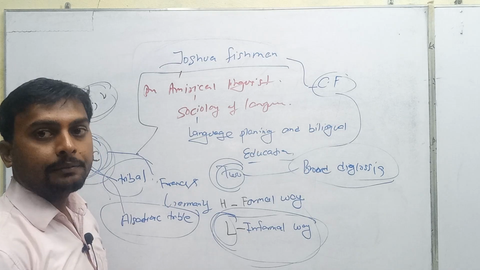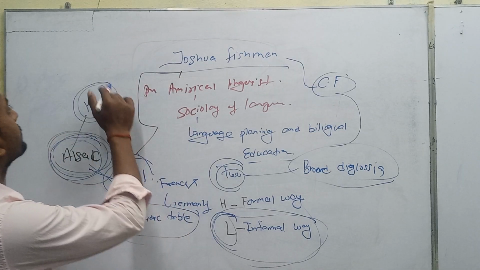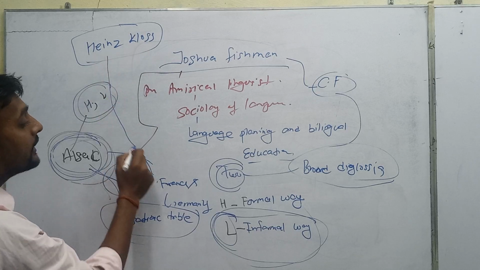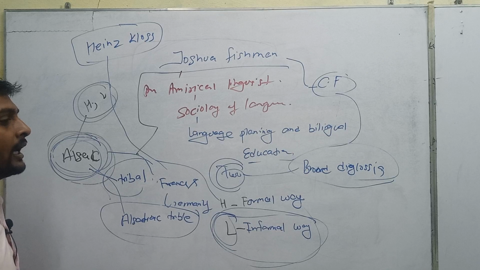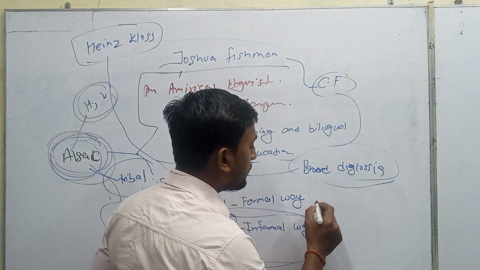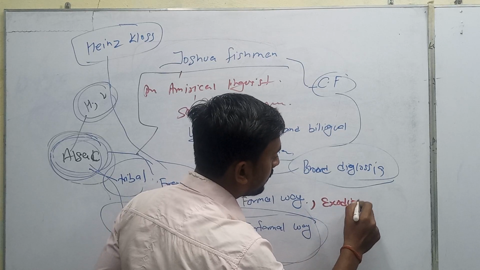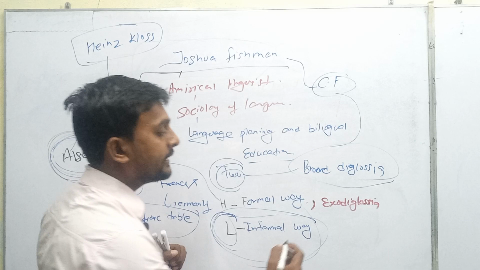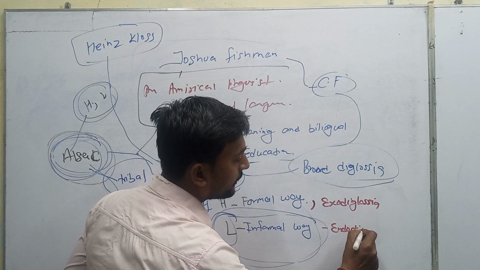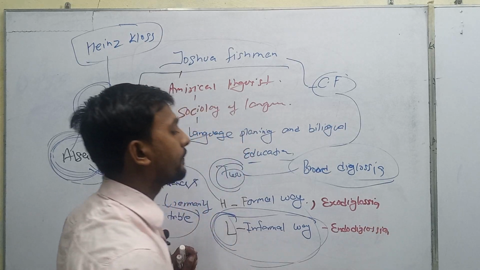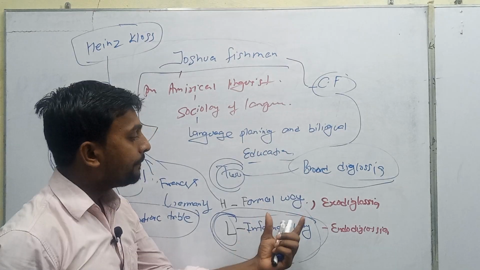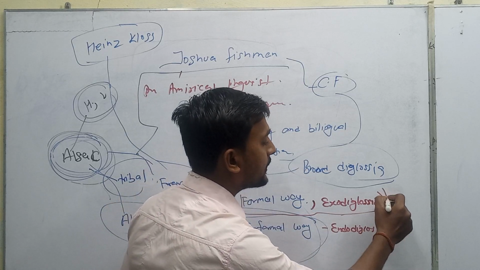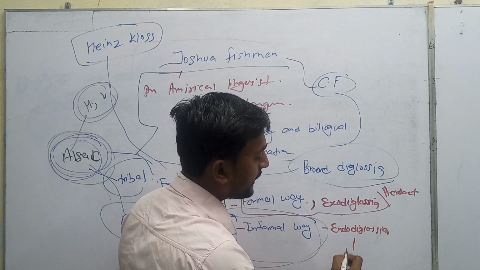There was another person, Hans Kloss. Hans Kloss called high prestige exoglossia, and he called low prestige endoglossia. There are also terms for them: the high prestige, formal way is also known as acrolect, and the low one is known as basilect.